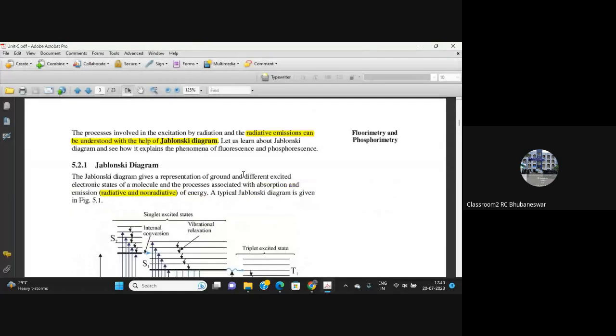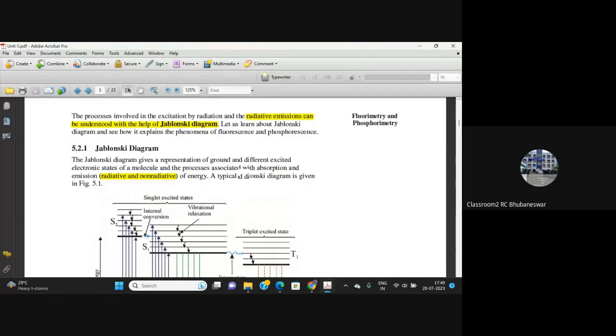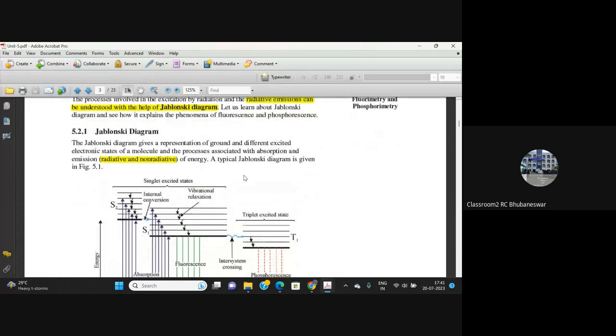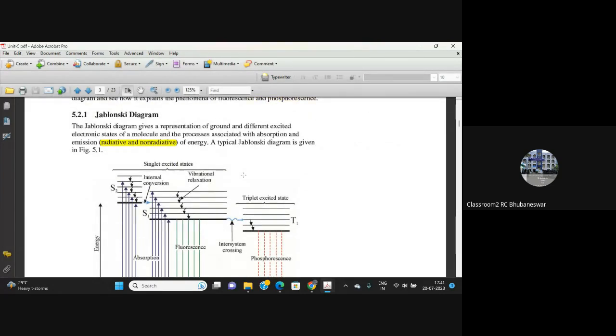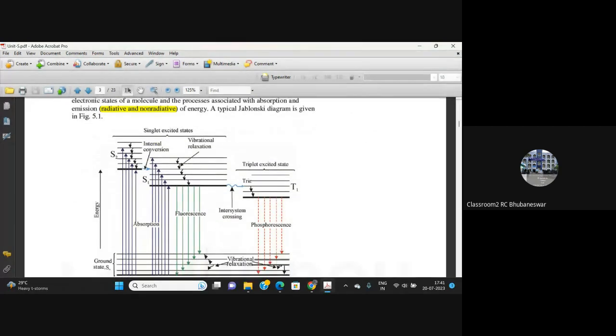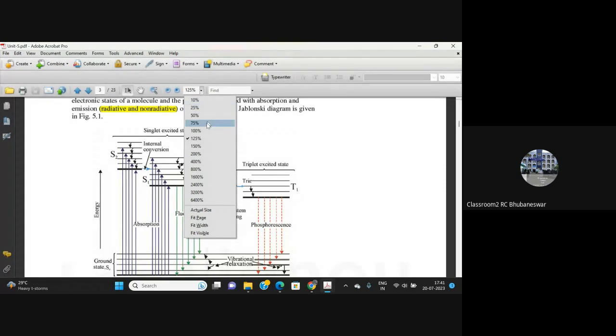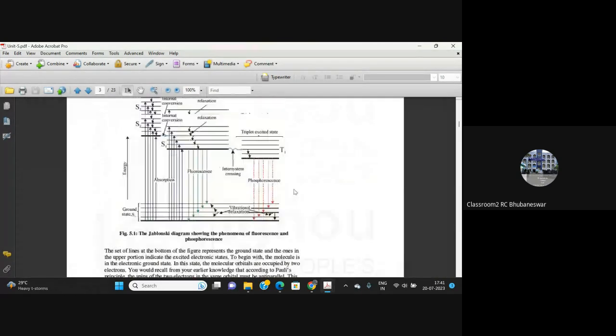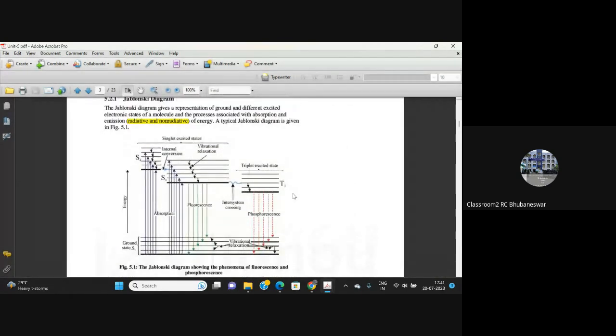But these radiative emissions, non-radiative emissions, all these processes you can understand by your Jablonski diagram. This is a very, very important diagram. You need to understand it very carefully. I'm just minimizing the size so that the complete figure will come. Is it okay for you? Is it visible?